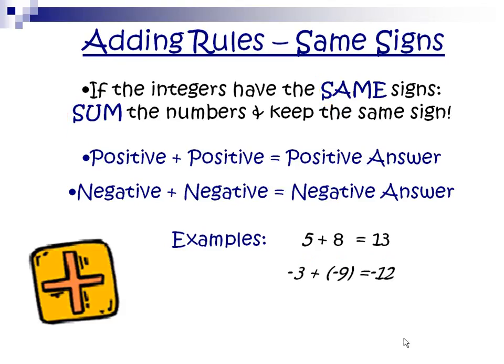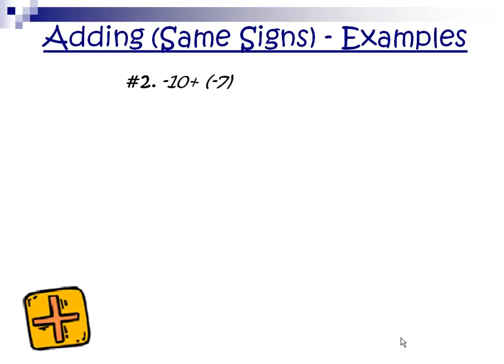Next we have negative 3 plus a negative 9. Notice here that both of these numbers are negative, the negative 3 and the negative 9. Since both of these numbers have the same sign, both are negative, you will sum them. So you will add 3 and 9 together. What do you get? You get 12, but we will keep the same sign. Alright, adding same signs examples.